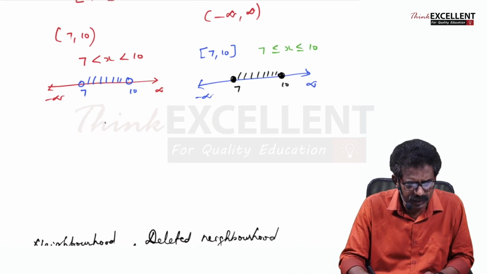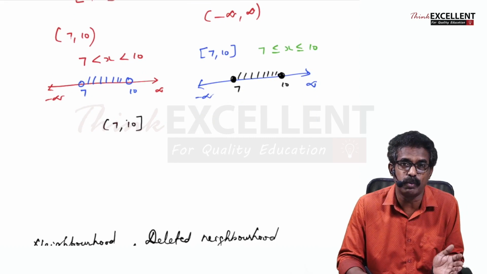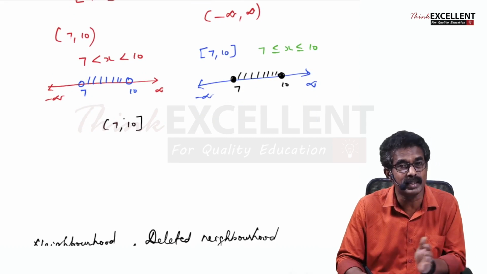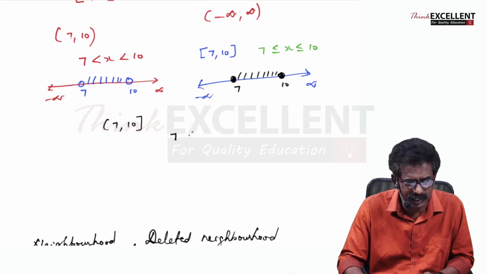And we have intervals like this also, 7, 10. Can you see the difference? Left open, right closed, right? 7 is not included, but 10 is included, right? So 7 is less than x, and x is less than or equal to 10.